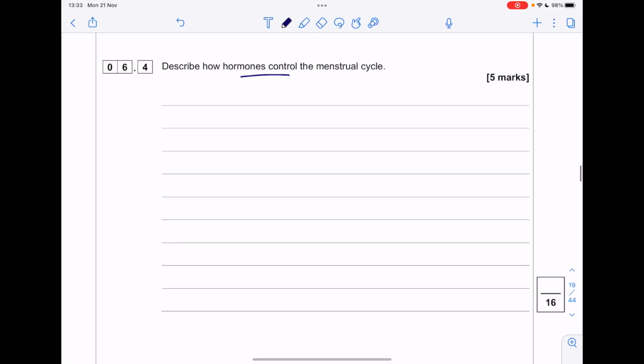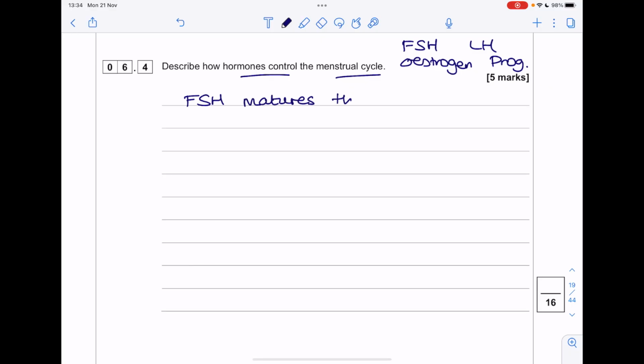Describe how hormones control the menstrual cycle. We want to talk about FSH here, LH, estrogen, and progesterone. So let's start with FSH. FSH, follicle stimulating hormone, as the name suggests, stimulates the follicle, which is otherwise known as the egg. So the FSH matures the egg in the ovary.